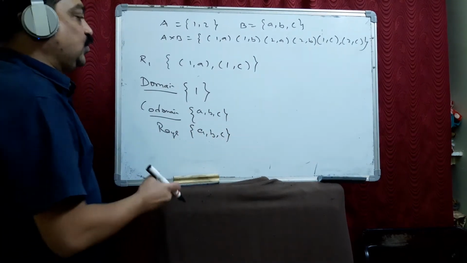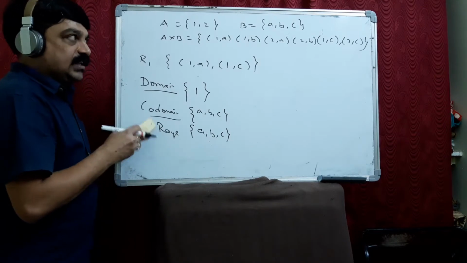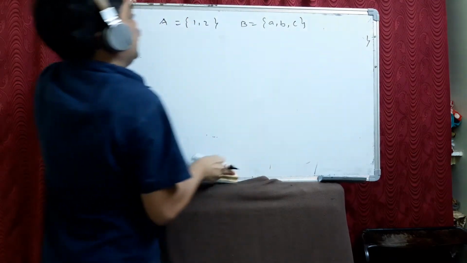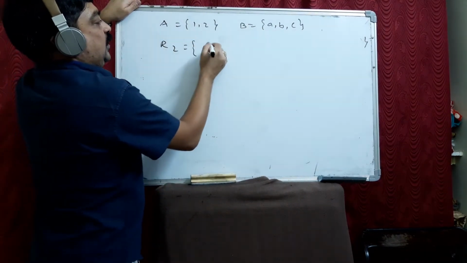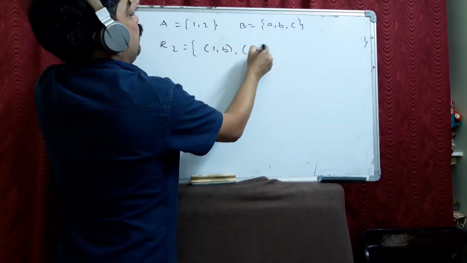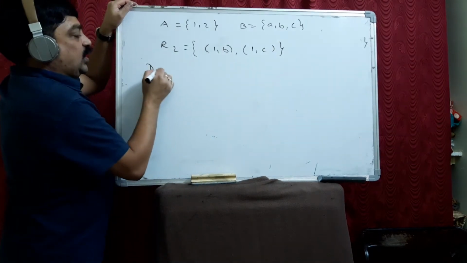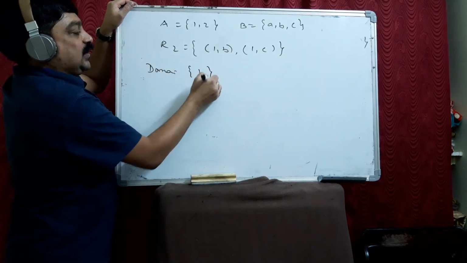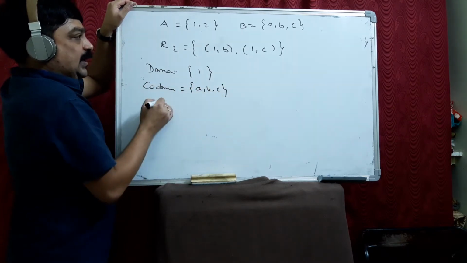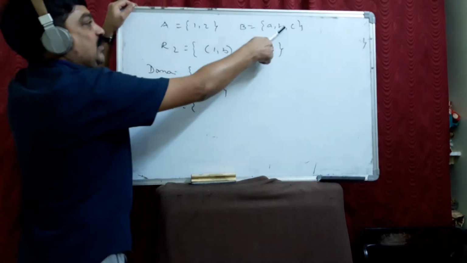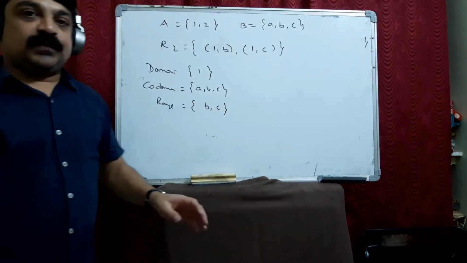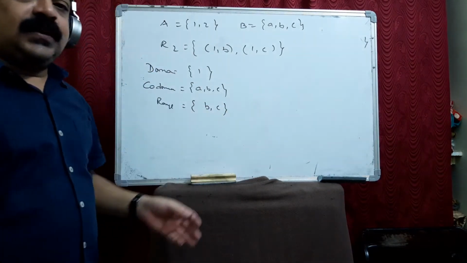Let us do one more example. Please pause this and check it carefully. For the same sets, I take one more relation, R2: (1,a), (1,b), (1,c). What is the domain? Only one. The codomain is all the elements of B: a, b, c. The range is only the elements here which have participated: a, b, c. Now you might have understood. This is the thing, you can start the exercise.